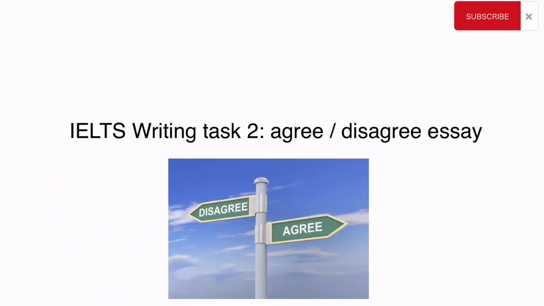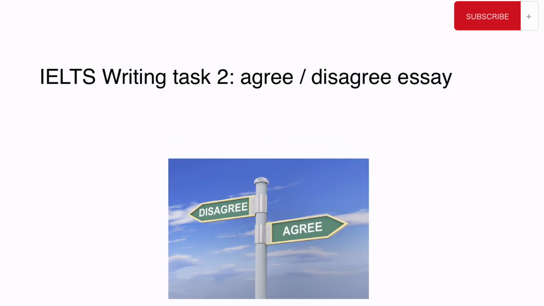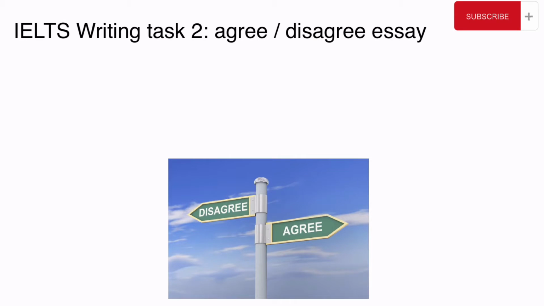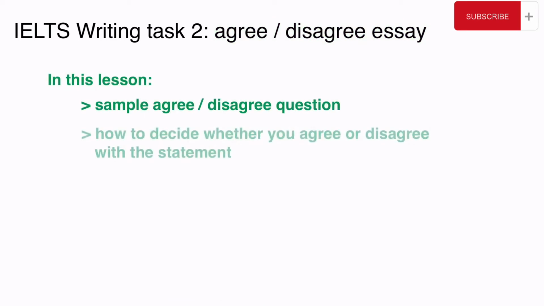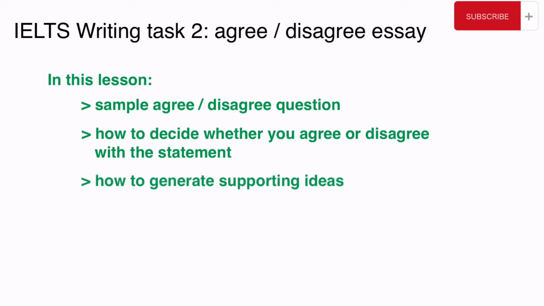I'm going to show you how to write a Band 9 essay for IELTS Writing Task 2. In this lesson, we'll focus on the agree-disagree essay. I'll give you a sample agree-disagree question. Then I'll show you how to decide whether you agree or disagree with the statement and how to generate supporting ideas. And finally, we'll write a Band 9 answer together. Are you ready? Then let's go!